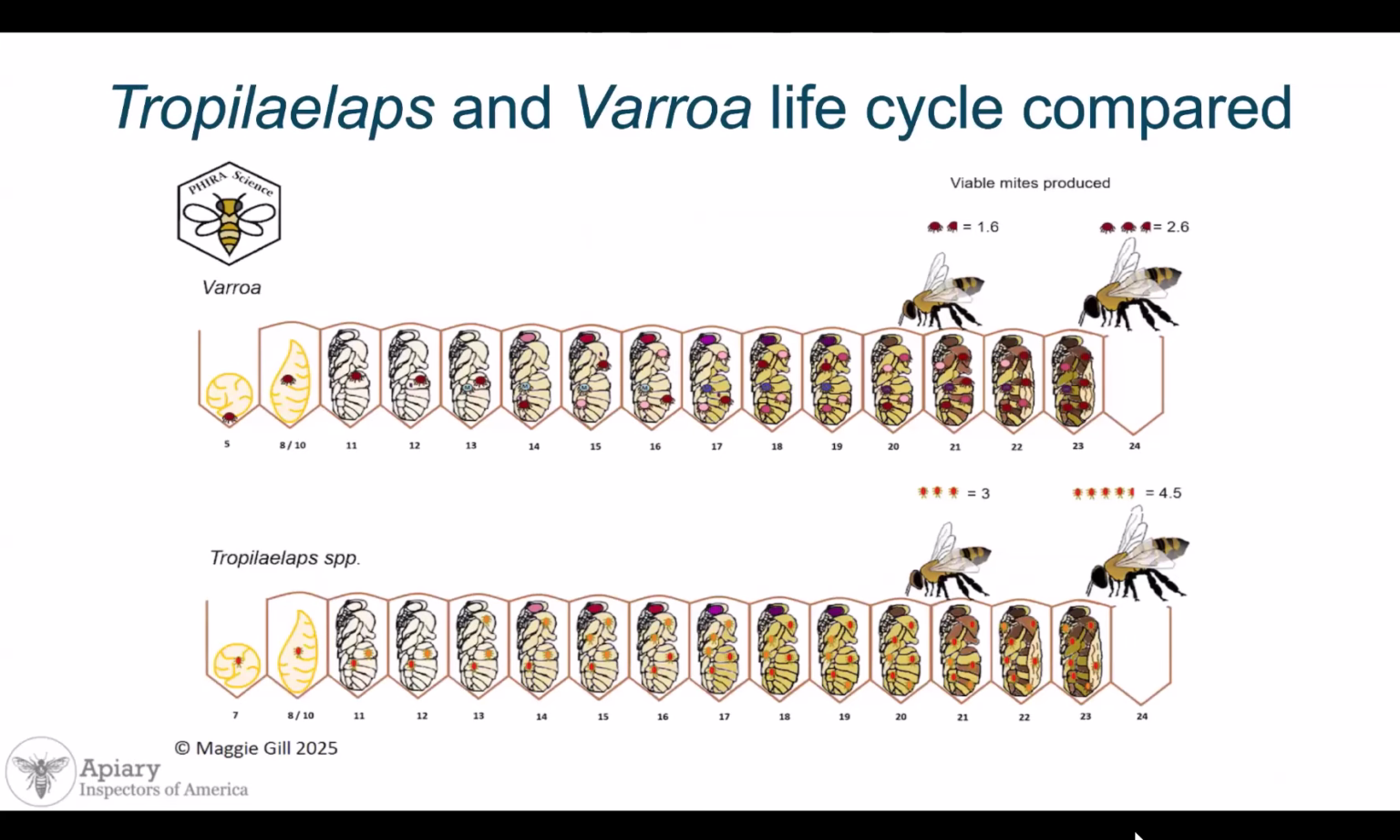And so you can see on here, when you compare it side by side with Varroa, when a worker bee emerges with Varroa, you get 1.6 mites. When a worker bee emerges with Tropilaelaps, you're coming out with almost double that. You're coming out with 3 mites. And when a drone comes out, you're coming out with 4.5 mites versus 2.6. So you're almost getting double the amount of mites coming out with a Tropilaelaps mite versus a Varroa mite.